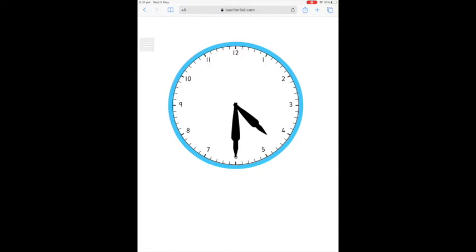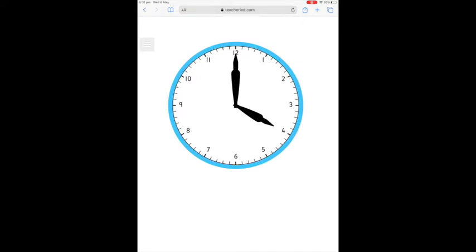is 30 minutes. When we do half an hour, the big hand always points to the 6. It's always on the 6 because it's half an hour. It is 30 minutes. When we do hour times, my big hand is always pointing to the 12.